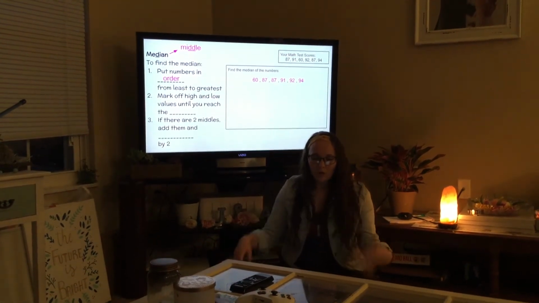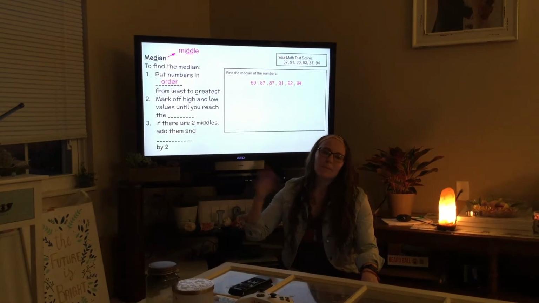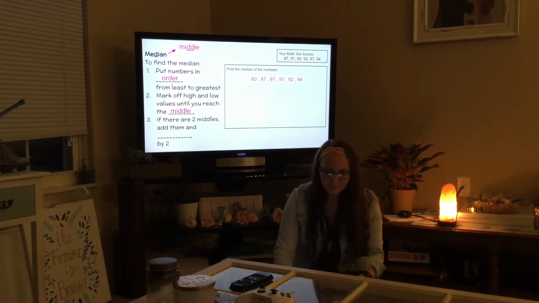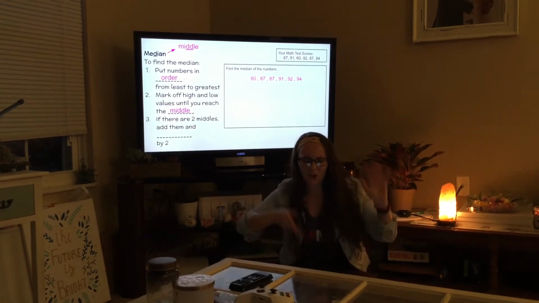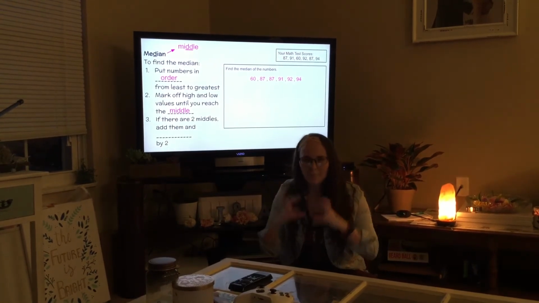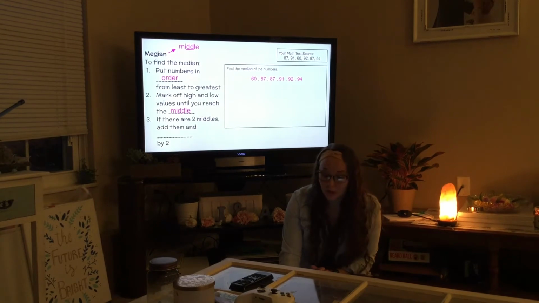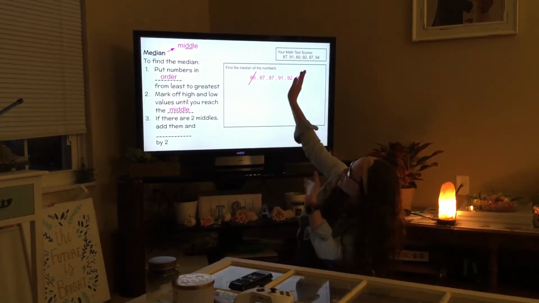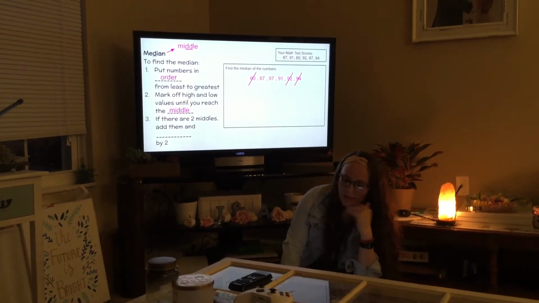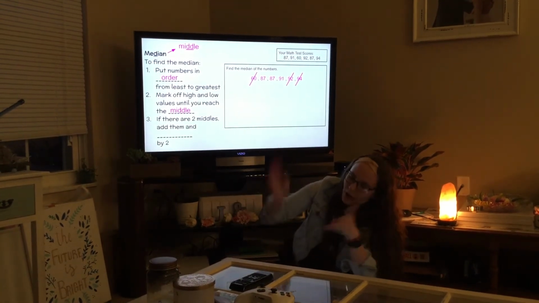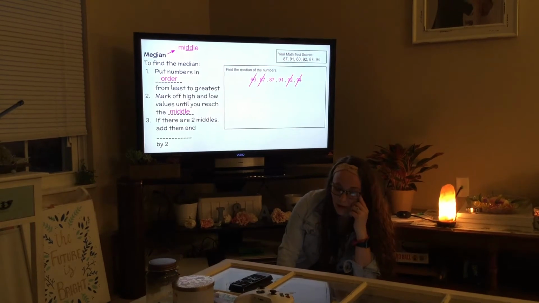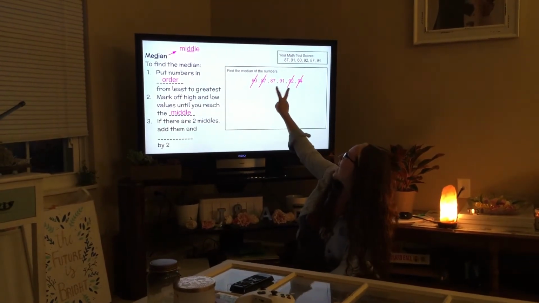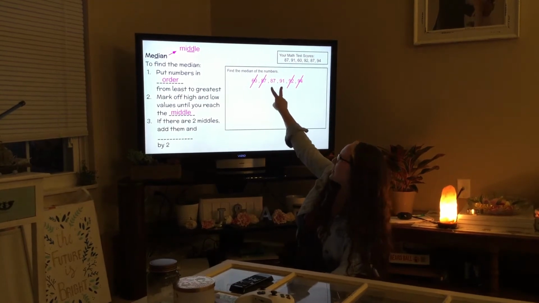So once we order it from least to greatest, we're going to mark off the numbers on the outside. We're going to mark off the high and the low values until we reach the middle number or numbers. So I'm going to mark off 94, 60. We cross off each side until we get to the middle. High, low, or low, high, whichever way you want to go. Once I cross them off, I'm stuck with 2 numbers in the middle.